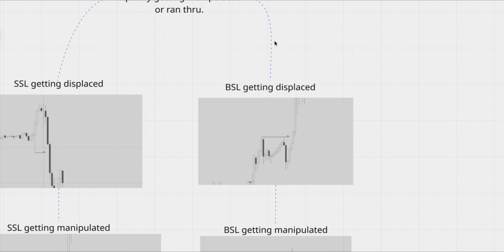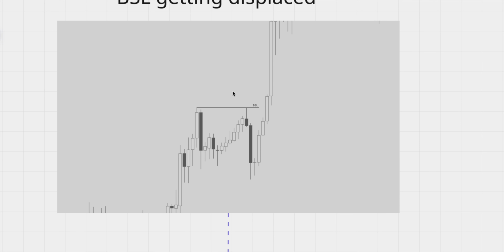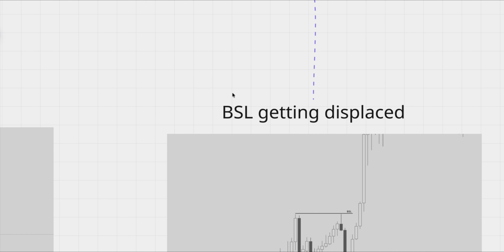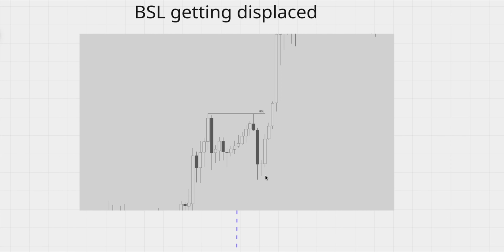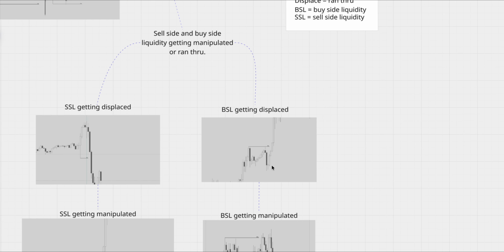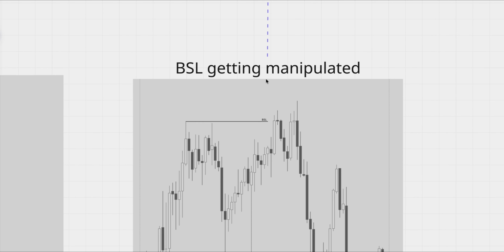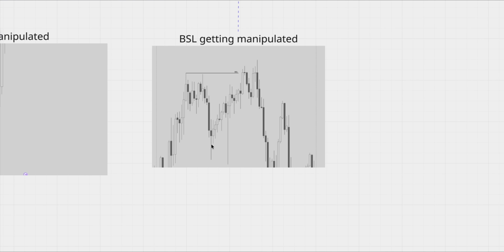And then buy side liquidity getting displaced, which is ran through, and we run through it and we don't take it. We don't stop here and then go lower. And this is buy side liquidity getting manipulated. We come up, take the high, buy side liquidity, and we don't go higher, and we start displacing lower to go take sell side liquidity, which is right here, a low.